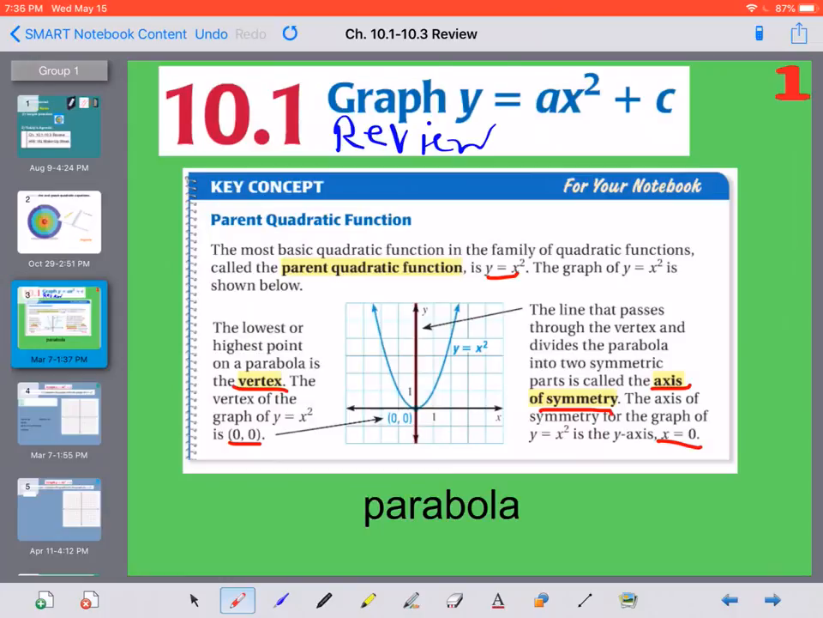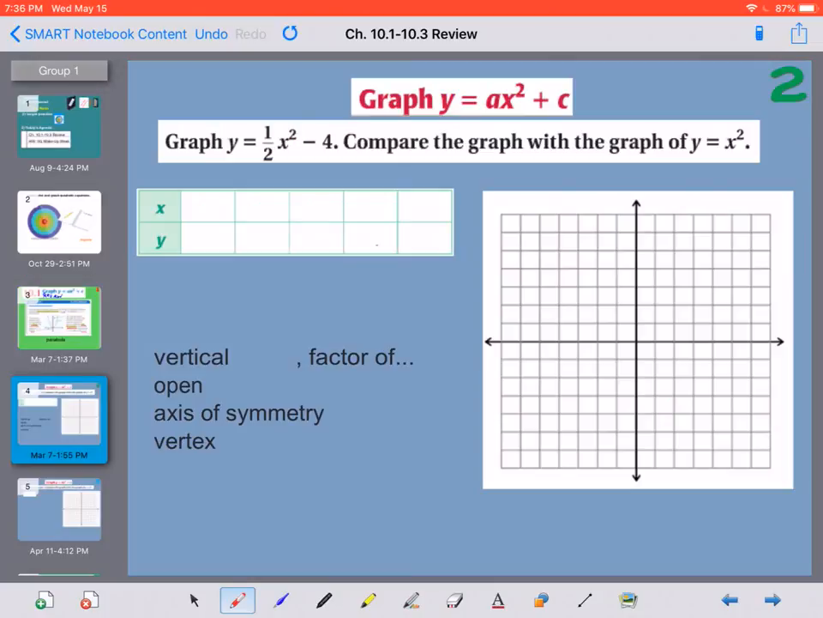So we're going to start by comparing these. The first thing we're going to do is draw the parent function on here. Now if you don't remember how to do that, I'm going to make a table, and I'm going to put 0 right in the middle. Now if y equals x squared, I'm going to put 0 in for x. 0 squared is going to be 0. So I'll have a point at 0, 0 for sure.